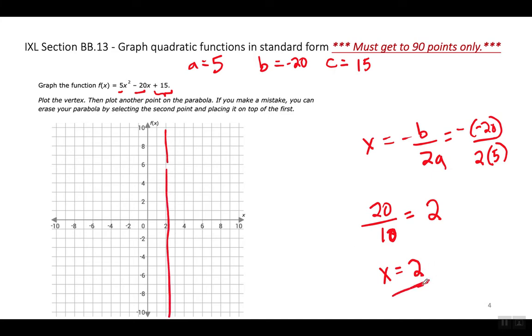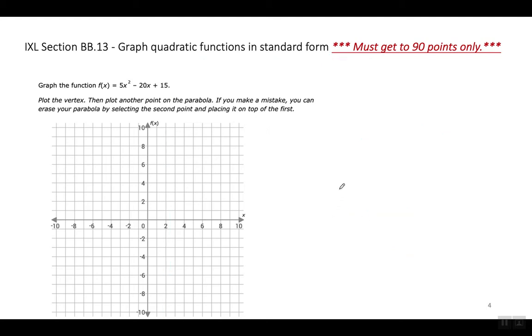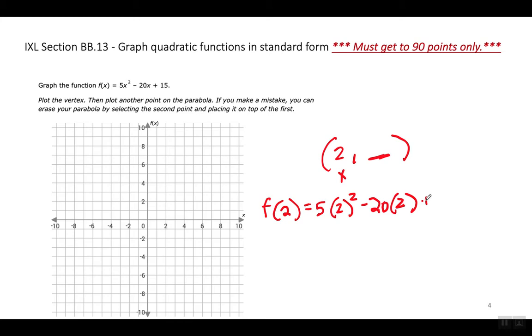But that's also the x-coordinate of the vertex. So the x-coordinate of the vertex is 2. Now I got to find the y-coordinate of the vertex. How am I going to find it? Well, by substituting 2 for x and seeing what I get for y. In other words, when you plug in the number 2 into this function, what do you get for y? All right, so let me do that. F of 2 equals 5 times 2 to the second power minus 20 times 2 plus 15.